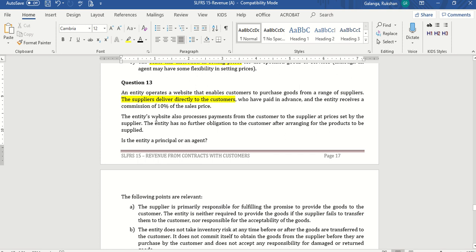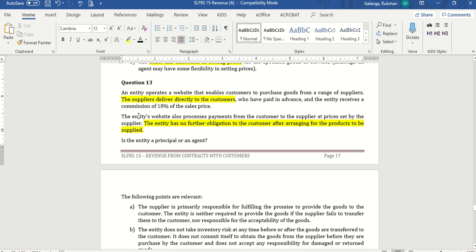The second point you can see, the entity's website also processes payments from the customer to the supplier at prices set by the supplier. The entity has no further obligation to the customer after arranging for the products to be supplied. See, the entity has no further obligation. That means until such time they have what? The control. And they have the risk of the inventory, right? So that means the control and risk stay with them until it goes.